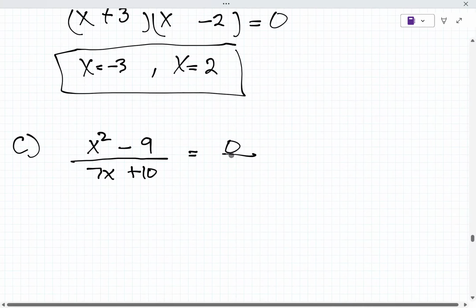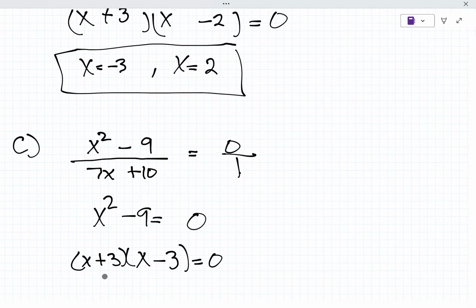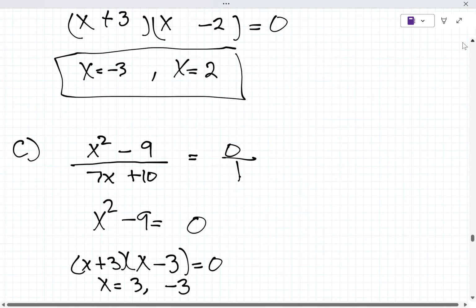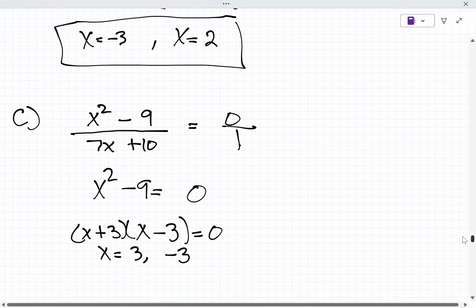Okay, C, two sides so we can cross multiply. So 1 times x squared minus 9 is x squared minus 9. 0 times this whole thing is 0. Then if you really know your factoring rules, this is a difference of squares. So it does factor out as x plus 3 times x minus 3. And when we solve for it, we get 3 and -3. Yeah, none of this makes the bottom 0, so we're fine.